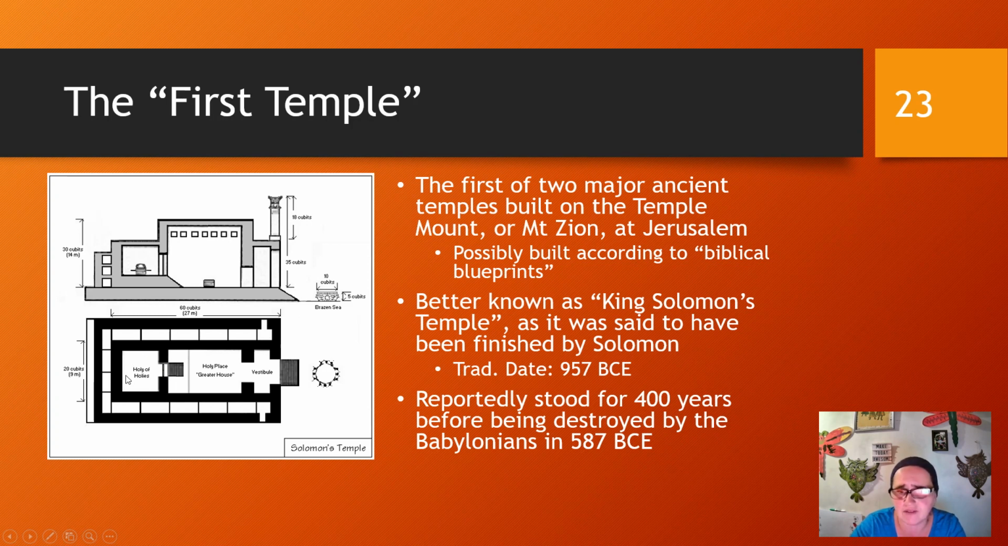However, in 587, when the Babylonians took Jerusalem and destroyed the temple, the Ark of the Covenant was lost. If you are an Indiana Jones fan, you'll know a bit of that story, but generally speaking, it is believed that it was just melted down by the Babylonians.